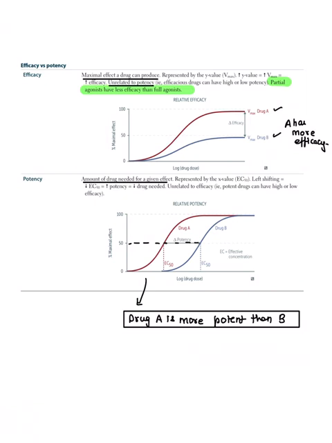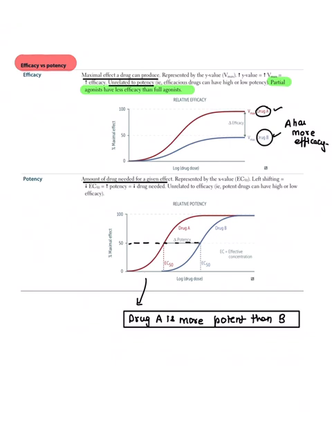Now coming on to important topics. What is efficacy and what is potency? See, the name says efficacy: how efficacious the drug is. That is how much maximal effect a drug can produce. Okay, like if you see, this is drug A, this is drug B. So which drug is more efficacious?